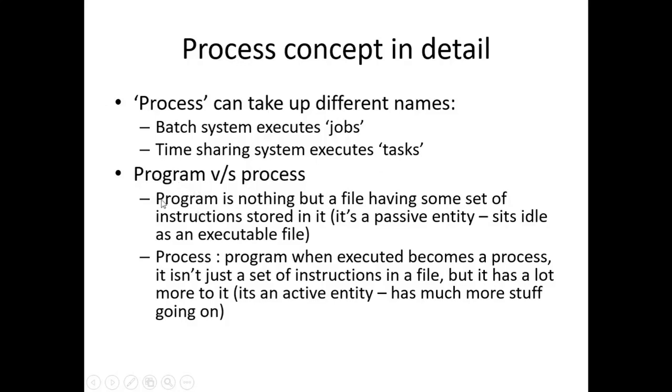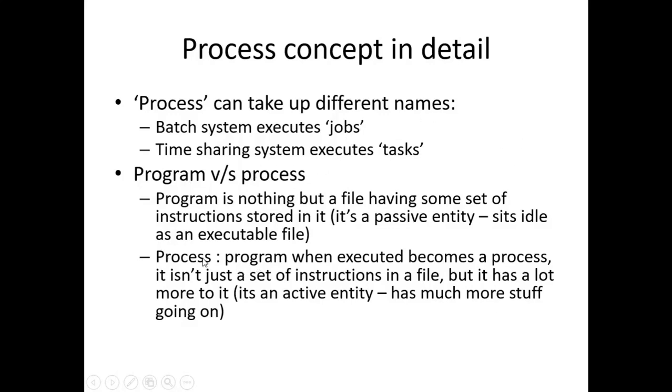So what is the difference between process and program? A program, as I said, is nothing but a file which has some set of instructions stored in it. It is a passive entity, which means that it is sitting on your disk idly, as an executable file. But a process is a program which is in its execution phase. Whenever you run this program, it becomes a process.